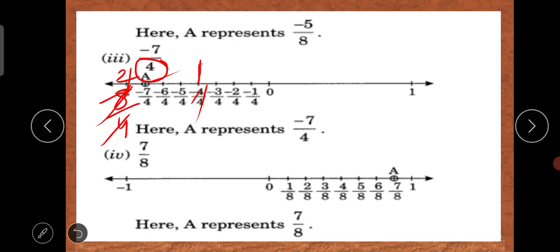Next, see 7 upon 8. Now it is positive, so we will write on the right side. From 0 to 1, how many parts should be there? 8 parts. So here the numbers are written from 1 up to the last one; 1 written once means 8 upon 8, because when we cancel 8 and 8 we get 1. They told us to show 7 upon 8, so here A is representing 7 upon 8.